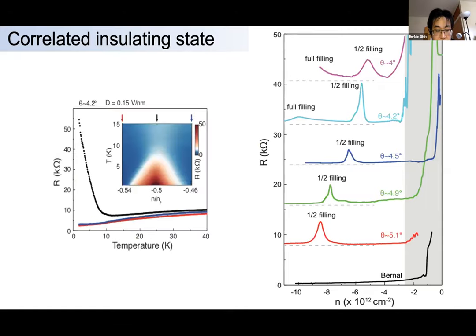We can see from the temperature dependence that at half filling the resistance rises up suddenly at around 10 K and demonstrates the phase transition. The activation gap is around 2.4 meV, which is actually much smaller than the theory-predicted on-site interaction energy, which we don't have a clue why yet.